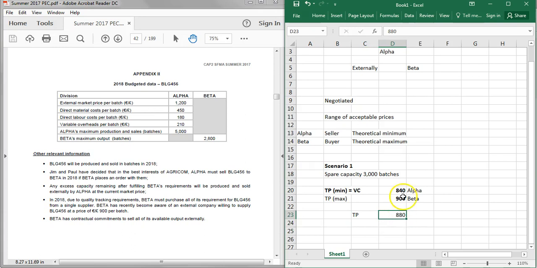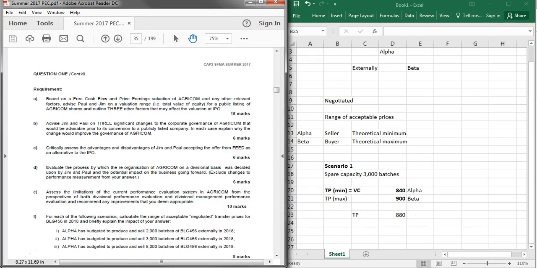If it was set at 880, well, Alpha are now going to make €40 contribution because it cost them 840 to make it, variable cost, and they're getting 880. So they're now getting €40 extra a batch that they would have never used anyway because it was spare capacity, because they could only sell 2,000 externally. Likewise, Beta can now buy €20 a batch cheaper than they would have externally. So they're better off as well. So it's a win-win. So in this instance, there is an acceptable range between the floor and the ceiling. Therefore, they should negotiate and they should be able to agree.